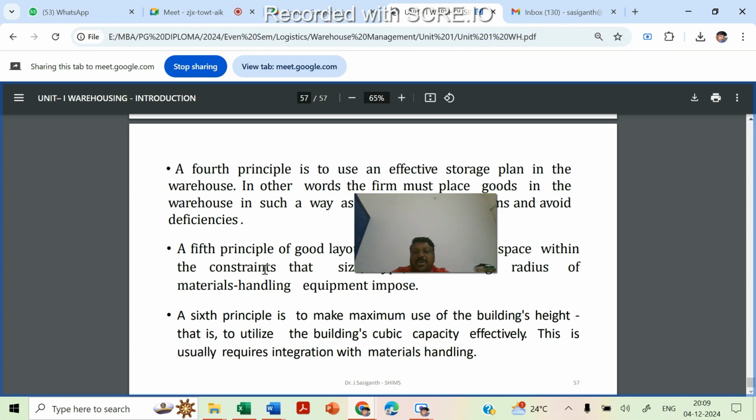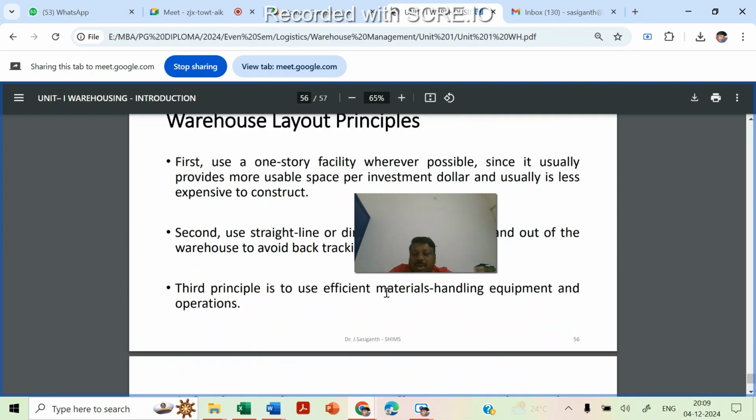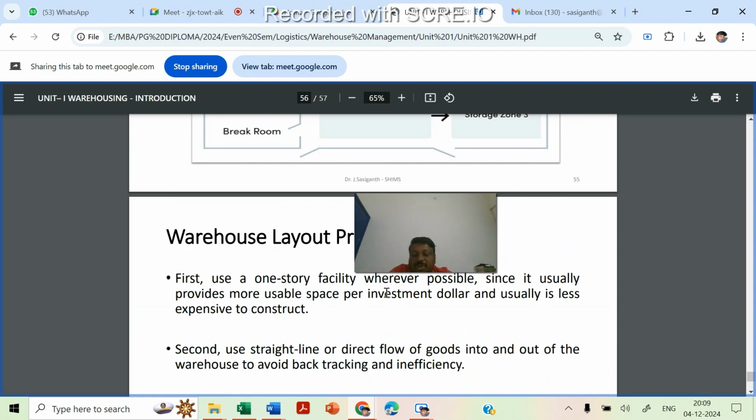Fifth principle is to have a good layout, which is to minimize cell space within the constraints that the space, type, and turning radius of material handling equipment impose. Sixth principle is to make maximum use of building height, that is, to utilize the building's cubic capacity effectively. This usually requires integration with materials handling. So that's all; warehouse layout is over. These are the six principles for your warehouse layout.